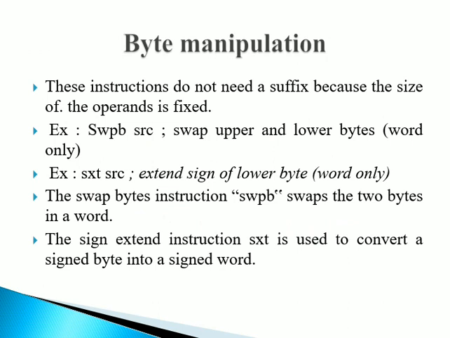Now these instructions do not need any suffix because the size of their operands is fixed. SWPB source means you are swapping the upper and lower bytes, but this is applicable only for a word. Then SXT source means you are extending the sign of your lower byte. Here also it is applicable for a word. The swap byte instruction, SWPB, will swap the two bytes in a word. And the sign extend instruction, SXT, is used to convert your signed byte into a word.